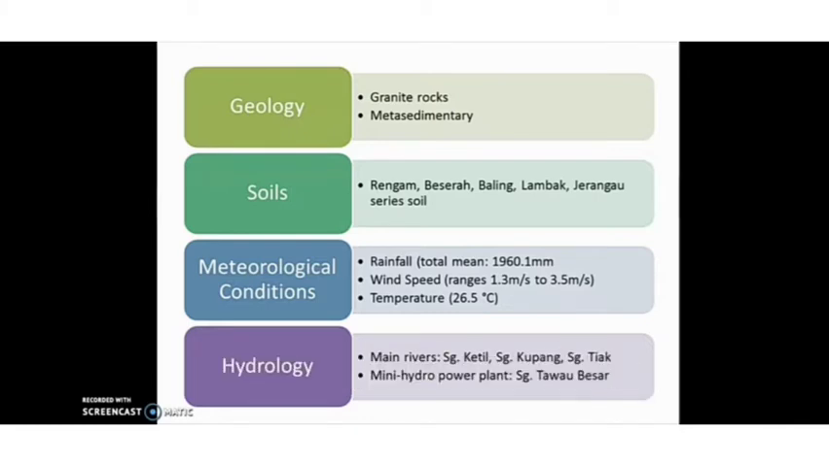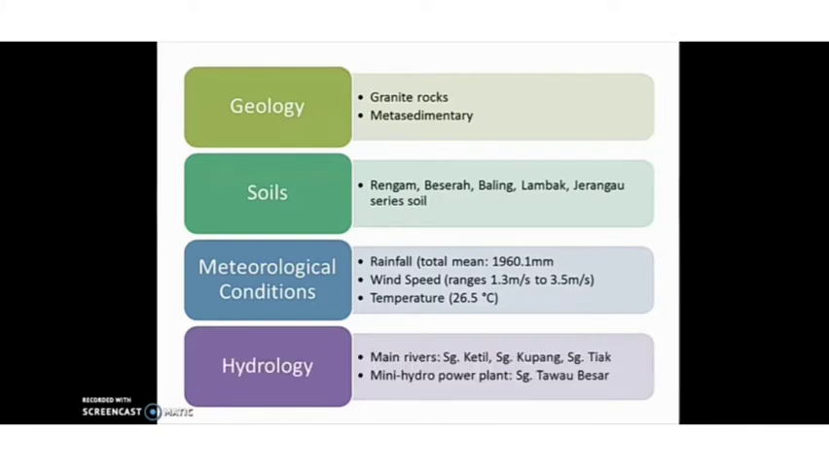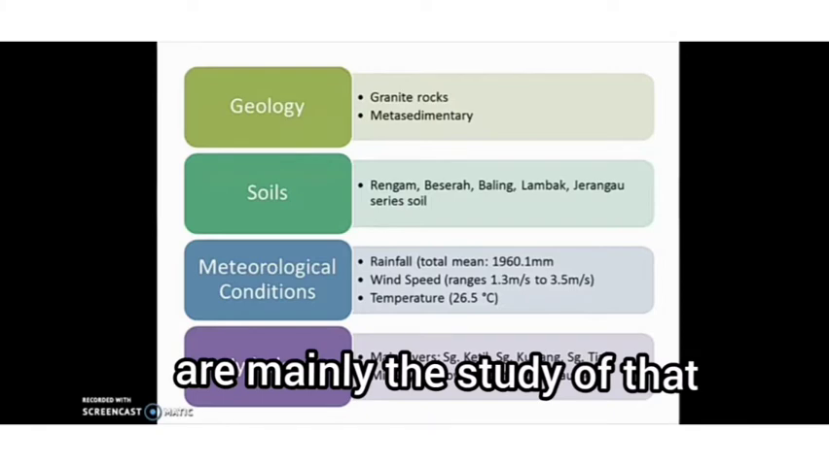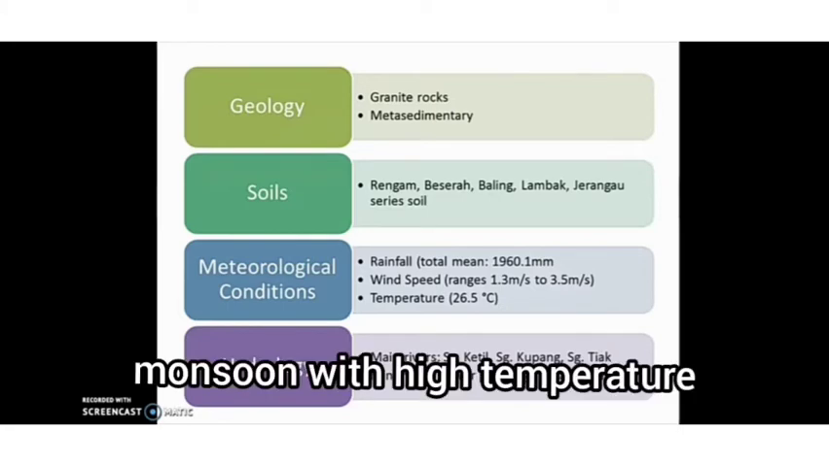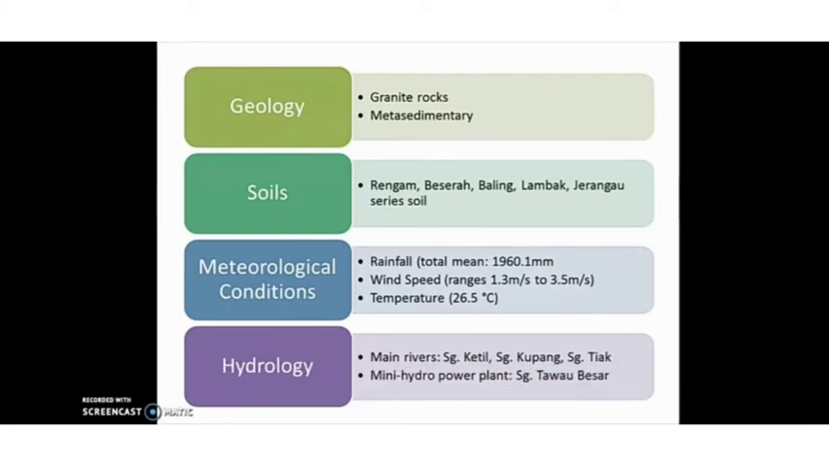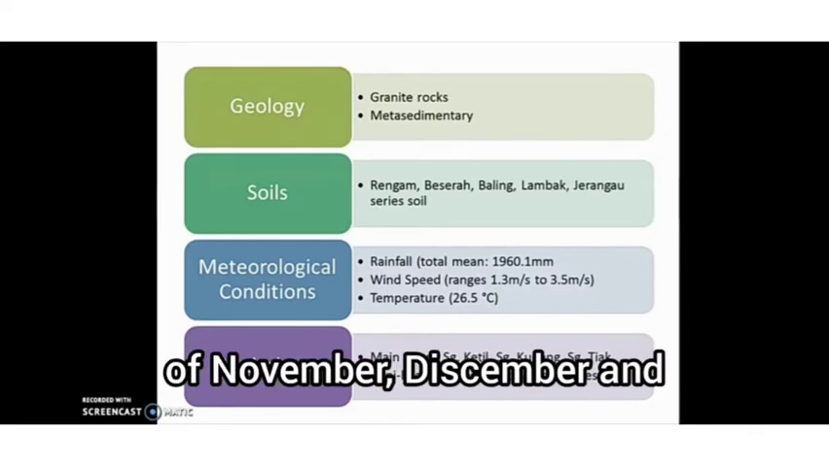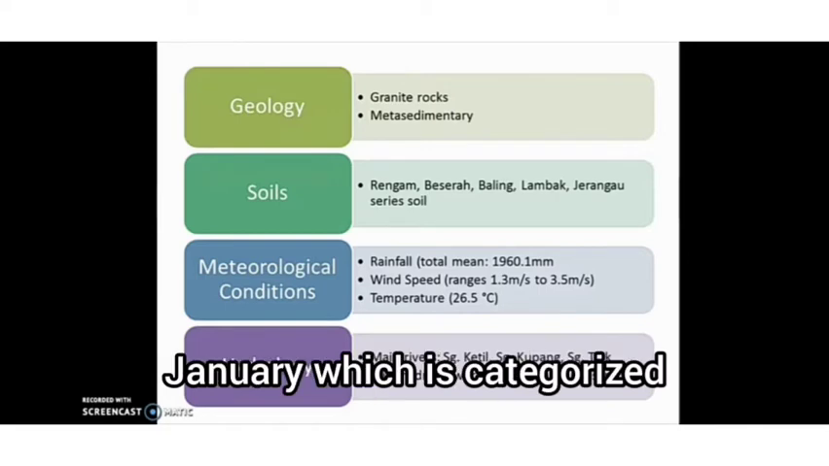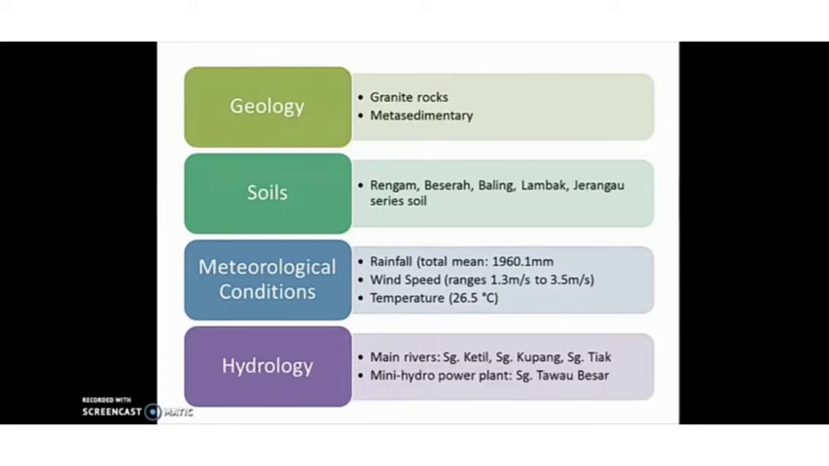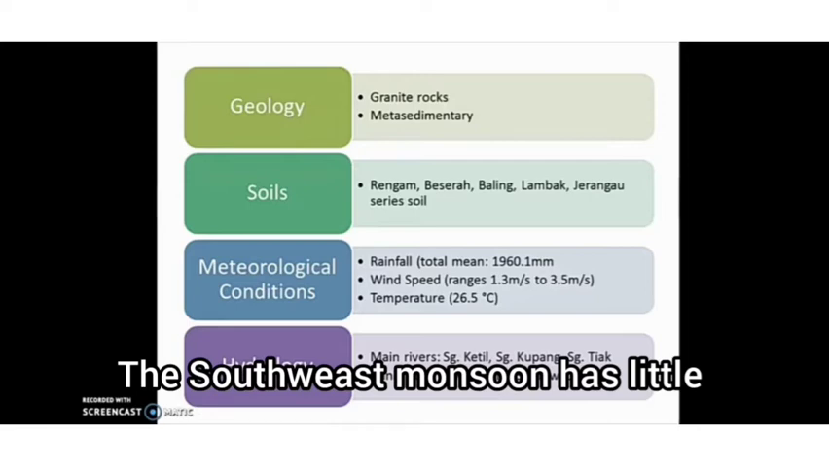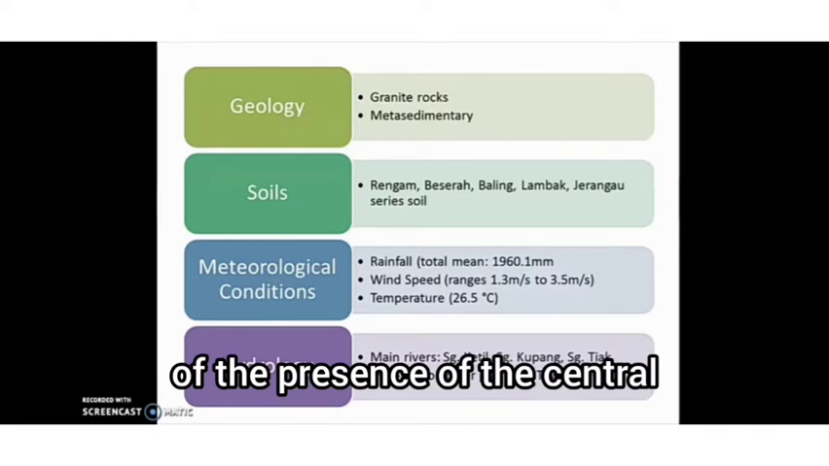For meteorological conditions, mainly the study of the climate in the area, there is an occasional monsoon with high temperature and rainfall throughout the year. Almost half of the annual rainfall is recorded during the months of November, December and January, which is categorized as rainfall during the northeast monsoon. The southwest monsoon has little effect on the study area because of the presence of the central mountain range.